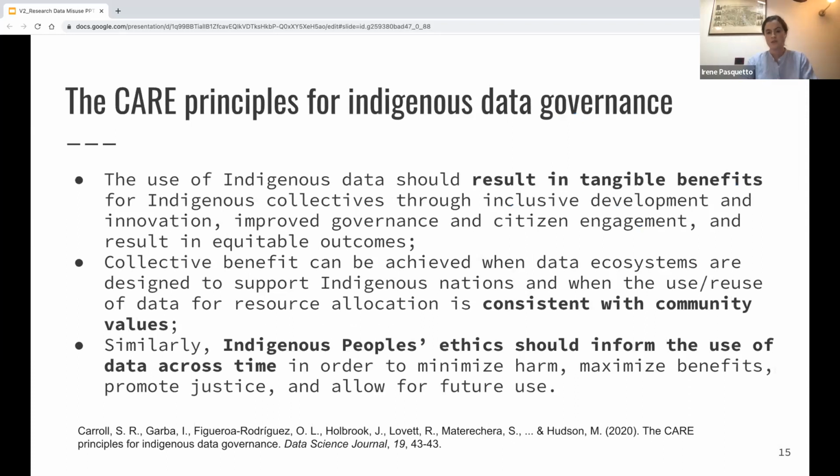So in order to address the specific concerns related to reusing indigenous data, Carroll et al. proposed to integrate the FAIR principles with the CARE principles, which broadly argue, and I'm summarizing here, that the use of indigenous data should result in tangible benefits for indigenous collectives. The reuse should be consistent with community values, and indigenous people's ethics should inform the use of this data across time. Of course, it remains an open question how these CARE principles can be applied to the needs of other fragile and marginalized communities.